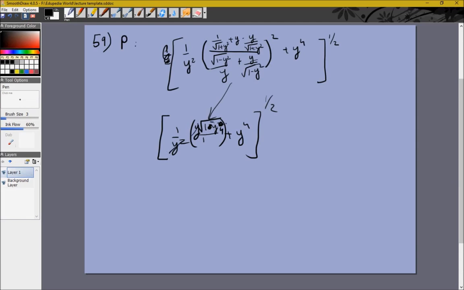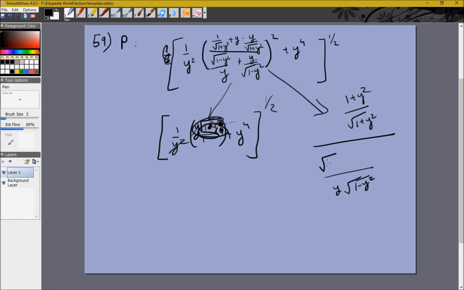Y cancels with y square, 1 minus y to the power 4 root squared becomes 1 minus y to the power 4 plus, I'll just write it down. Let me just write it down from here in case you don't get it. Right, so this is 1 plus y square by root of 1 plus y squared divided by y root of 1 minus y squared, root of 1 minus y squared whole squared plus y squared. So this is easy. This is 1 minus y squared plus y squared, which is 1. So this term is just 1.